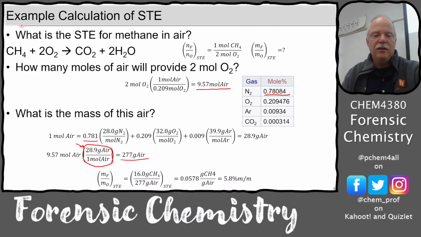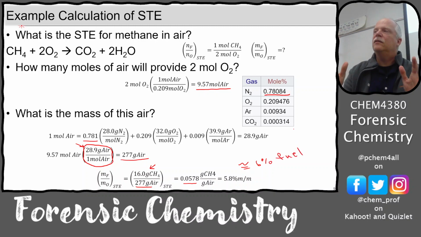And so this is our ratio. We needed 1 mole of methane, so here's the molar mass of methane. And then we needed the amount of oxygen, stoichiometric for that would be in 277 grams of air. So when we do this ratio, it's about 6% fuel that would be the perfect situation. Okay, and that's when you really have an explosive hazard.